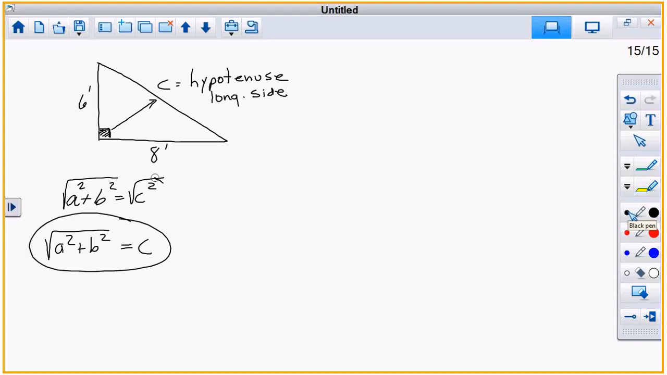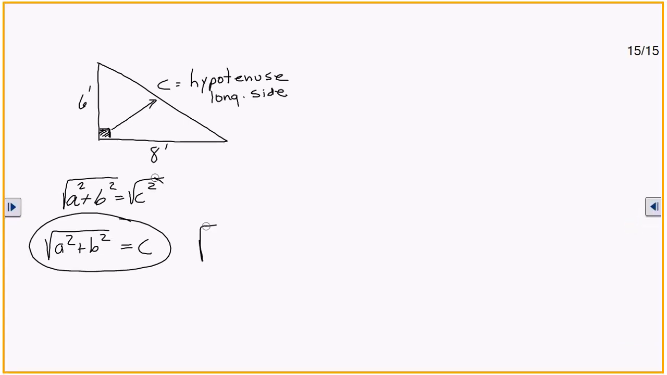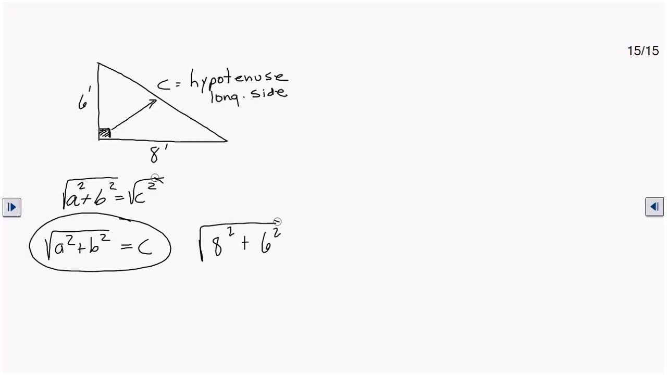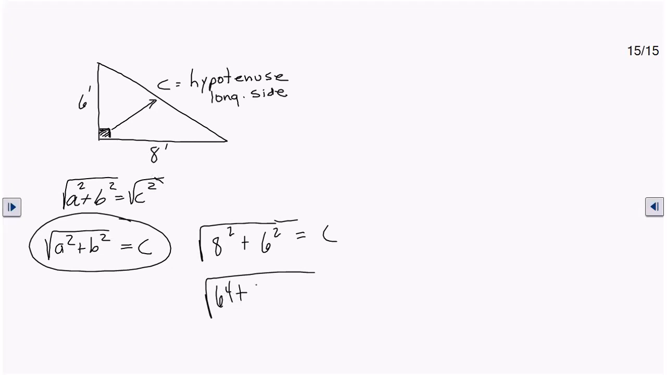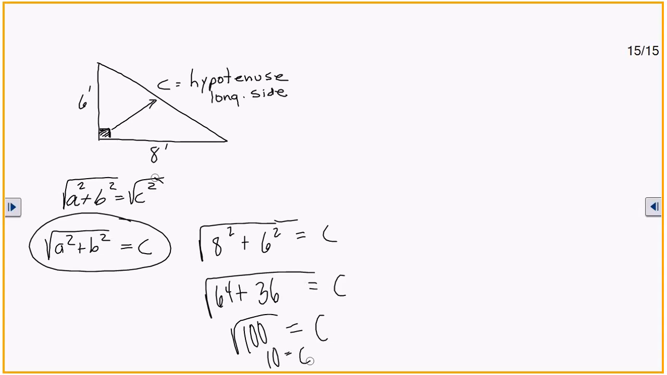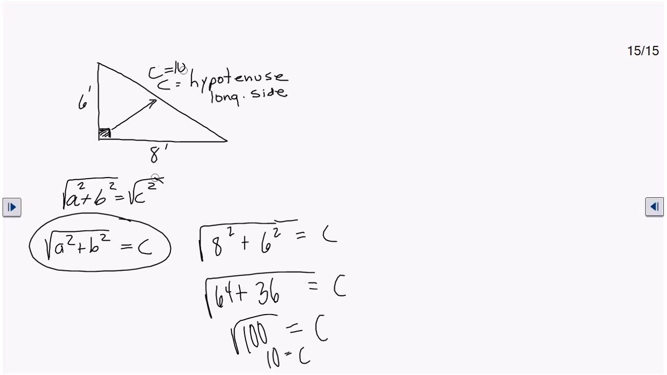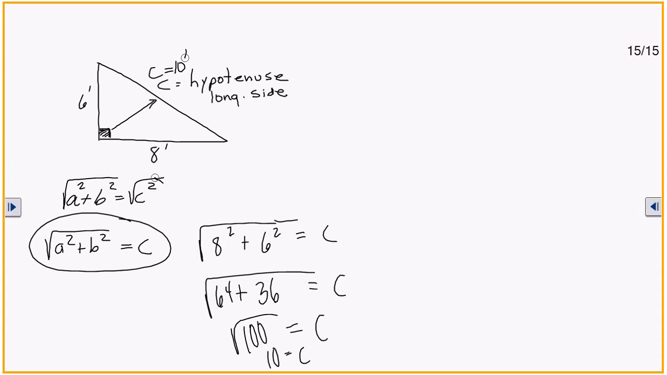And you would plug in 8 squared plus 6 squared, and then you would do it on the calculator. That would be the square root of 64 plus 36 is equal to C. The square root of 100 is equal to C. 10 is equal to C. So now we know that C is equal to 10 feet. And then you just plug and chug.